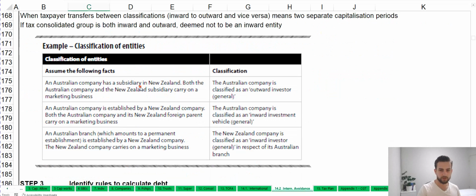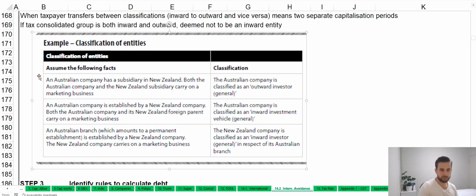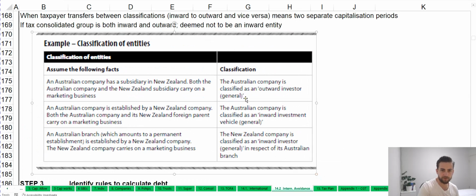There are some examples here that you can read through and use to figure out whether a company is inward or outward facing. There's a table here you can refer to just for some guidance around outward, inward. You can read it here for reference, but it's basically think about where is the money coming from, where is it going, what's the purpose, how is it structured.